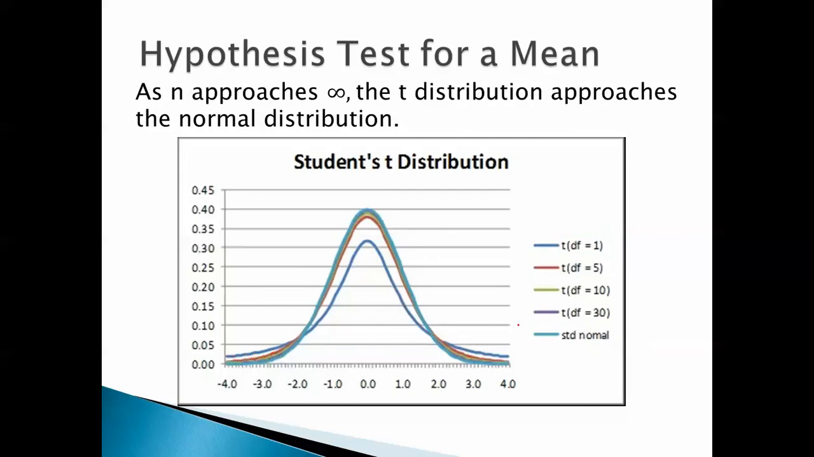And also, as n approaches infinity, the t distribution approaches the normal distribution. You can even see that here, because notice, as n gets larger, in other words, as the degrees of freedom get larger, these get closer and closer to that top curve, which is the normal distribution.